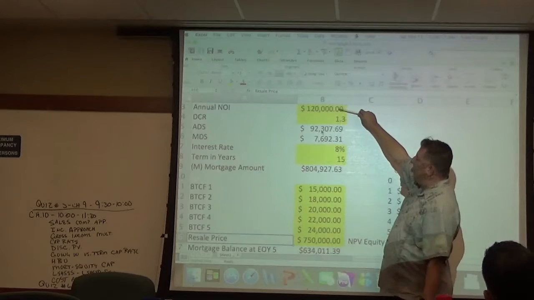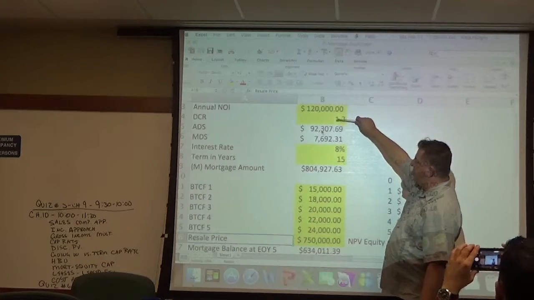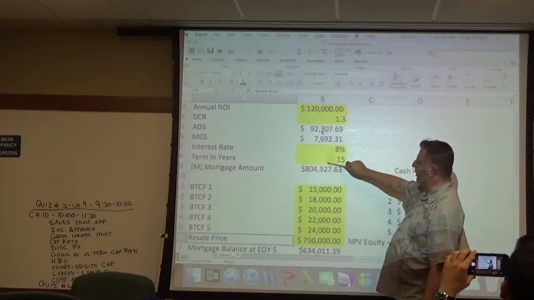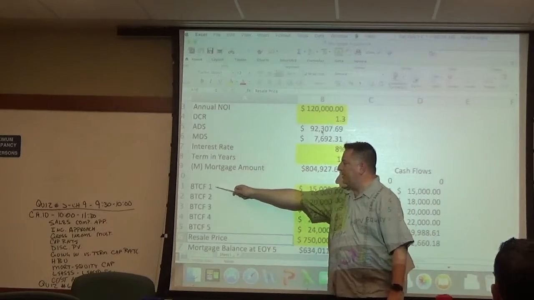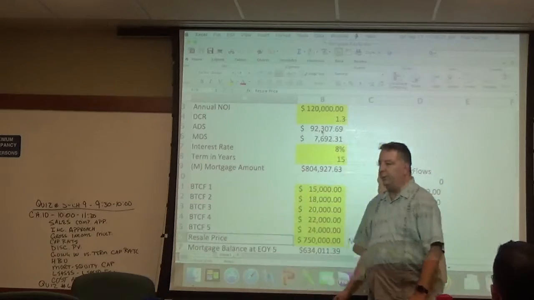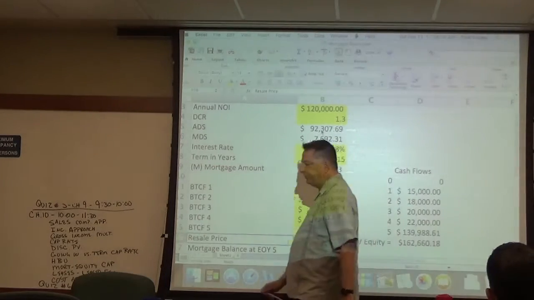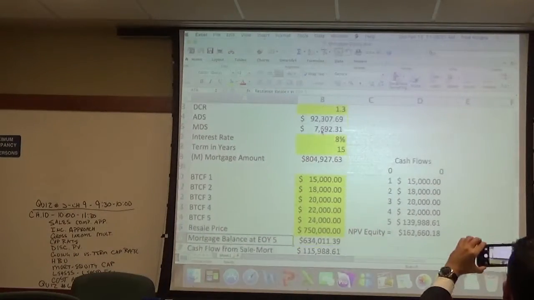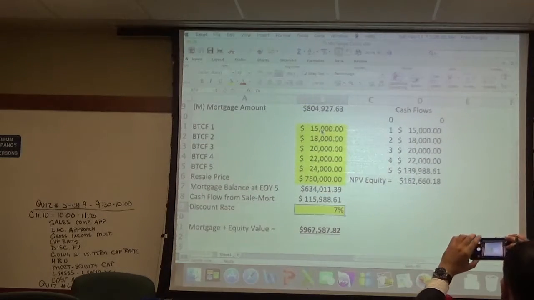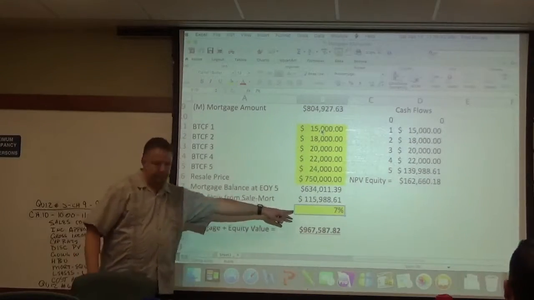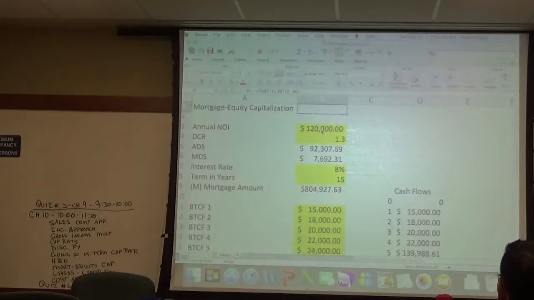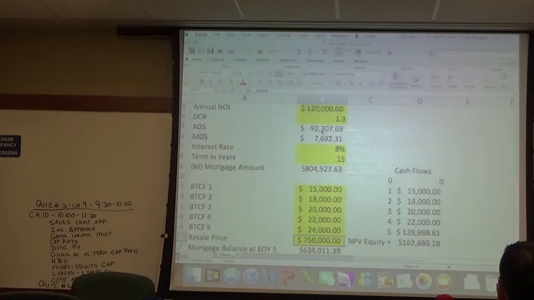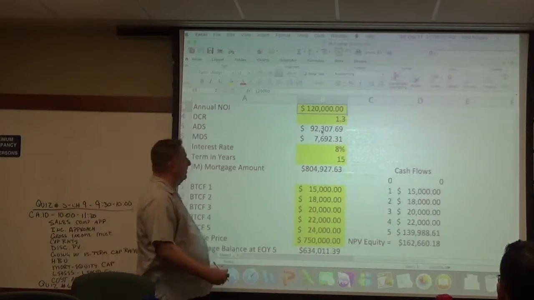You're going to be given what the annual NOI is, what the debt coverage ratio is, what the interest rate on the loan is, what the term of the loan is. You're also going to be given the before tax cash flows for years 1 through 5, okay? And you're going to be given the discount rate that you're going to use, okay? Everything else is a calculation. All right, so let's just start off real quickly with the first one and explain the logic.